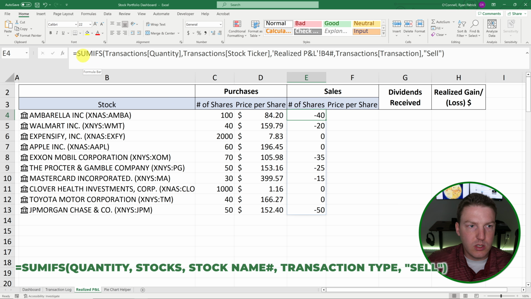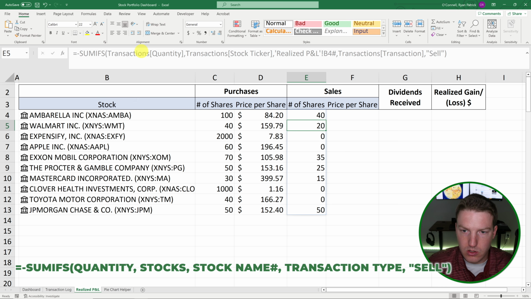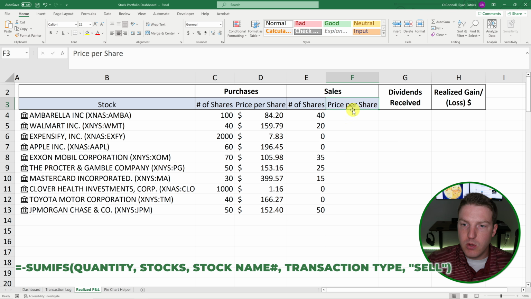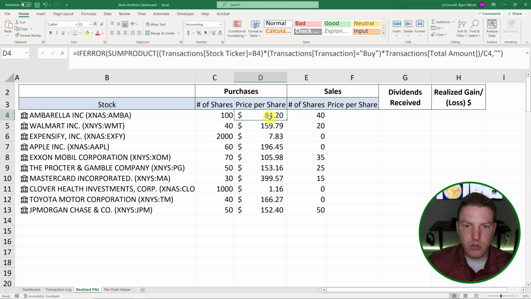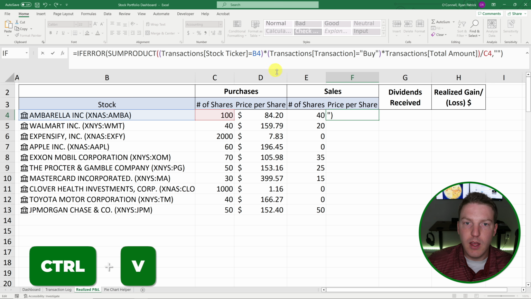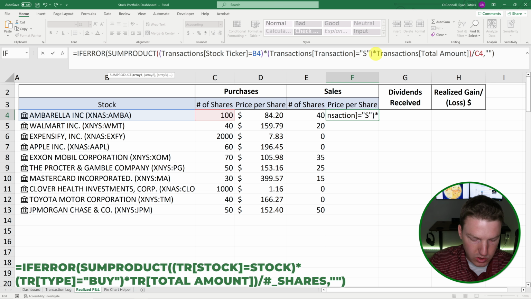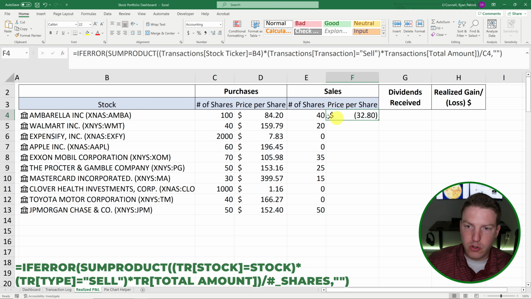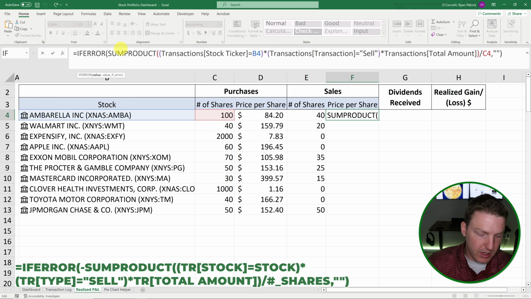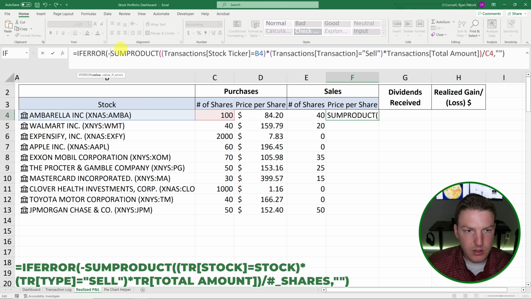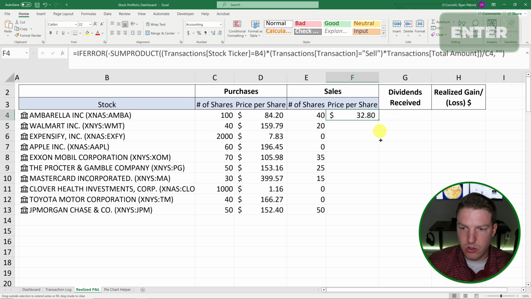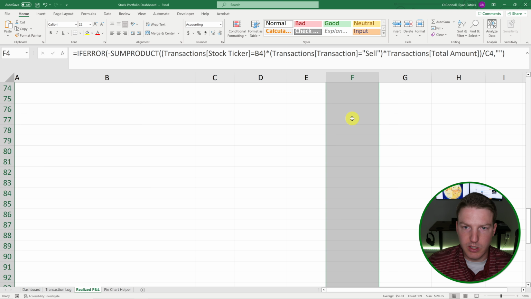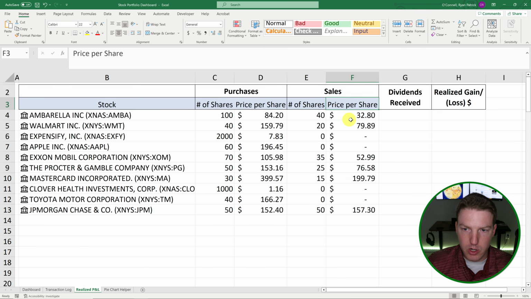And then we can actually just make this a negative so that it doesn't show up as a negative value there. And now we need to find the price per share of all the shares we've sold, and that's easy. We just take this formula again, Control C, go in here, Control V, and then now we're going to change it once again to sell and hit enter. So now we get the price per share that we sold at, but we actually want this in a positive value. So let's throw a negative in front of the sumproduct. Hit enter, perfect. And now let's just drag this down basically as far as we drag down the one in the price per share bought column.